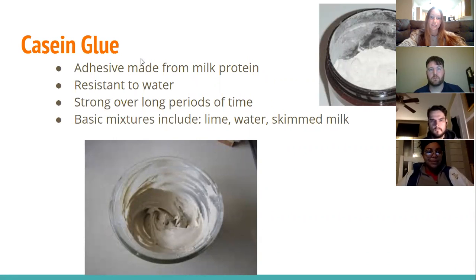Casein glue is an adhesive made from milk protein, and it's resistant to water and can also be strong over long periods of time. It's usually made of lime, water, and skimmed milk. Some other facts about casein glue is that it was used by the ancient Egyptians. It's also used a lot in woodworking, and it was used to assemble the early World War II wooden fighter aircraft.